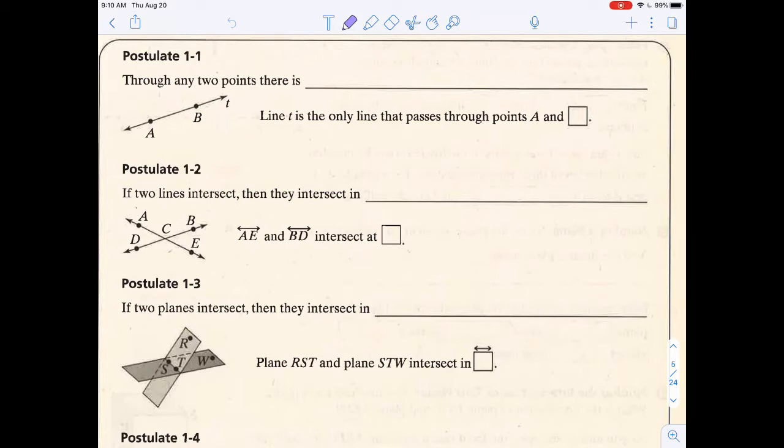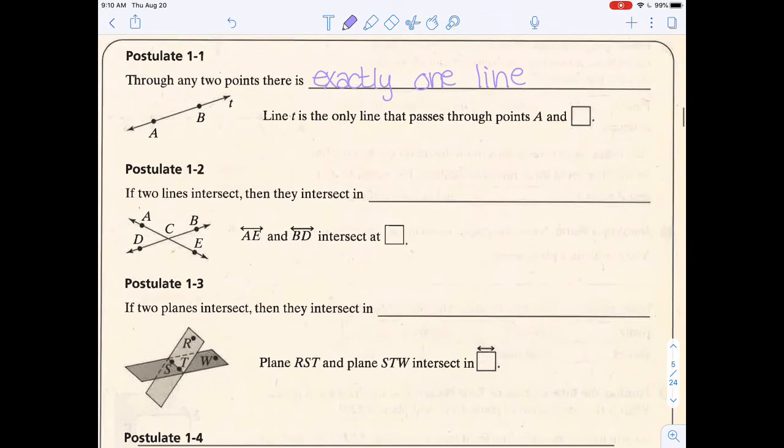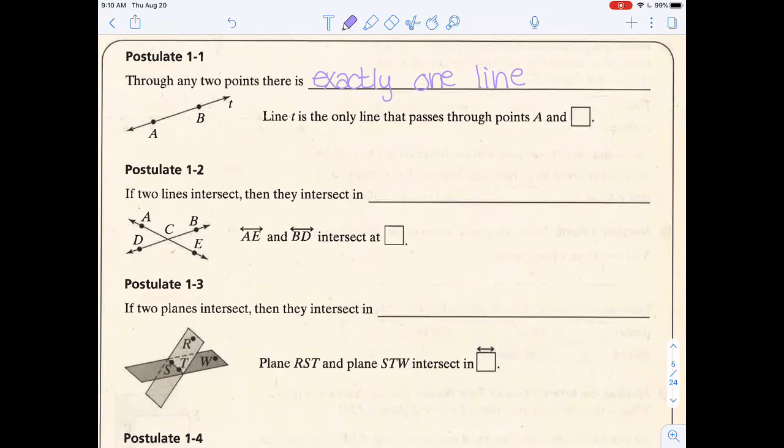Alright, postulate 1-1 says, through any 2 points, there is exactly one line. Okay, you can't draw more than one line through 2 points. So if we look at this example here, line T is the only line that passes through points A and B.